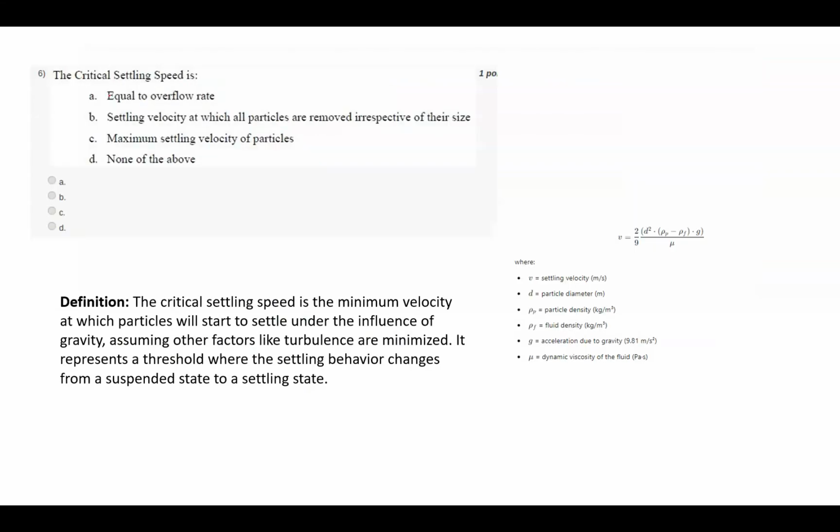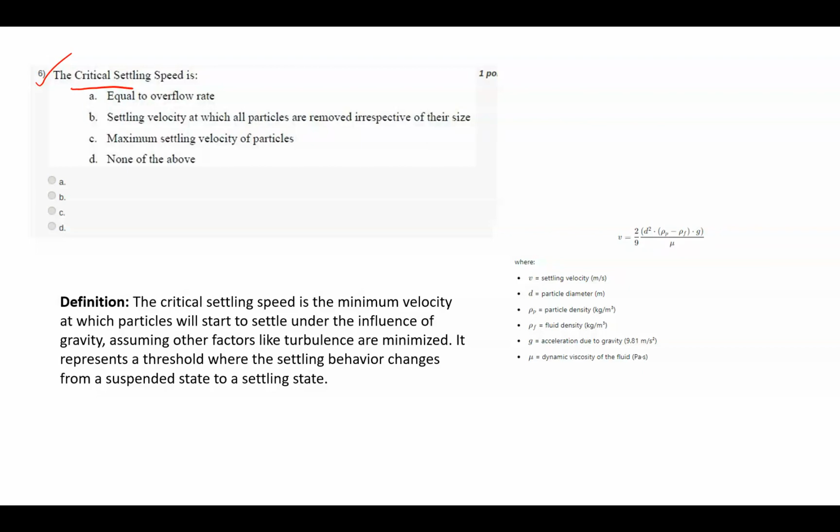Next is, what is the critical settling speed? Four options are given: A, equal to overflow rate; B, settling velocity at which all particles are removed irrespective of their size; C, maximum settling velocity of the particle; D, none of the above. So you have to say what the critical settling speed is related to, from any of these options given. You can comment on what will be the true option for critical settling speed.